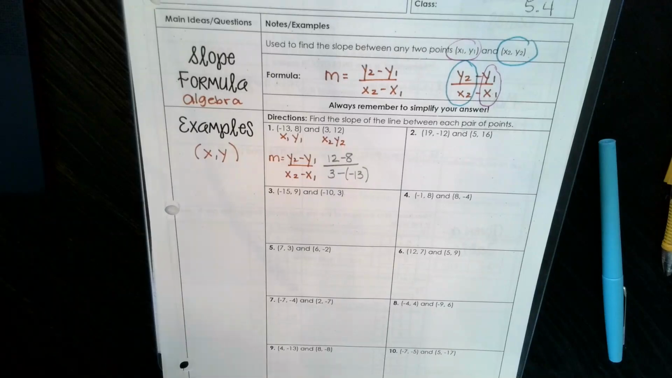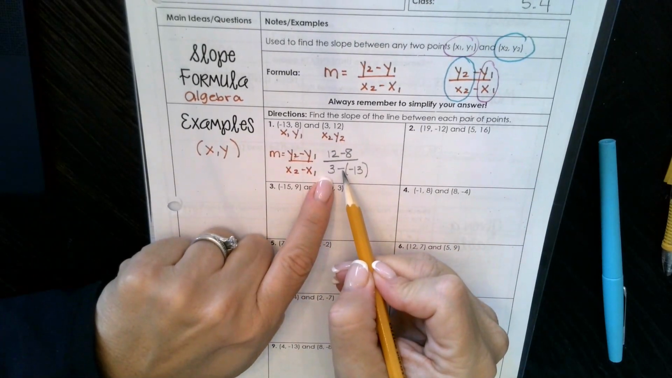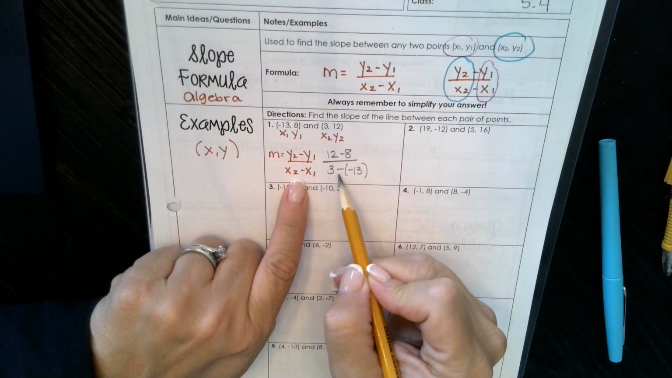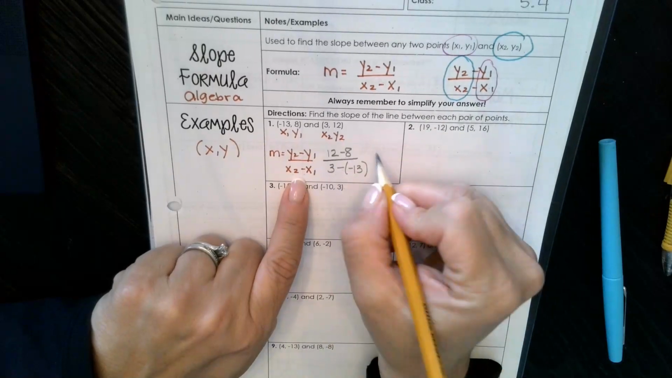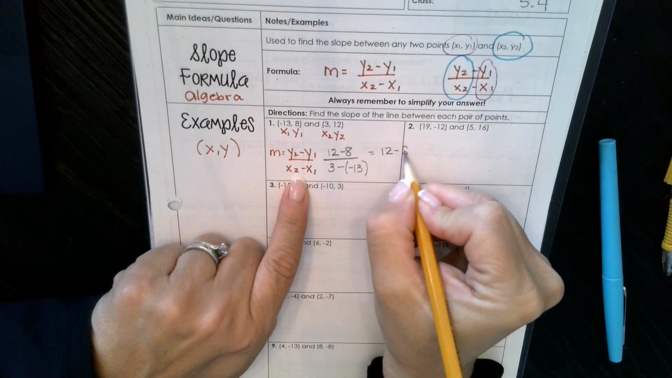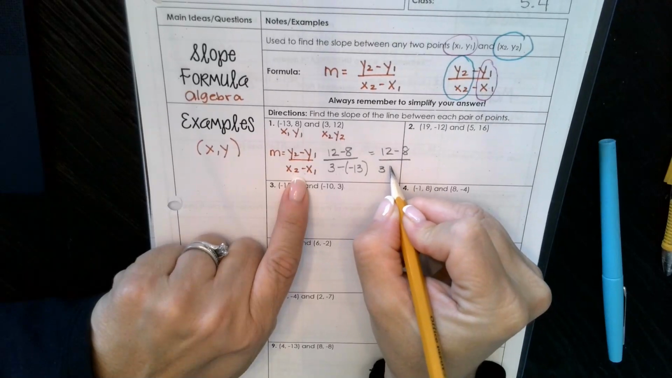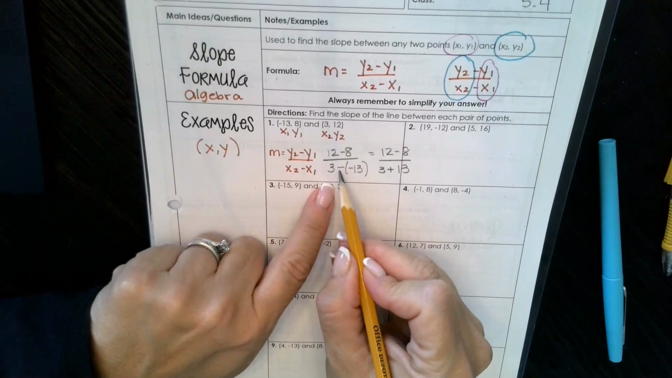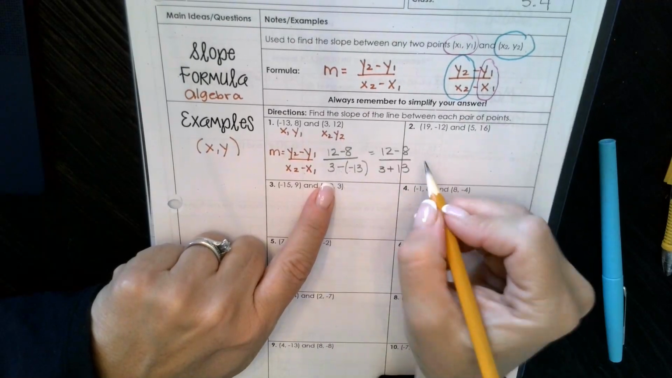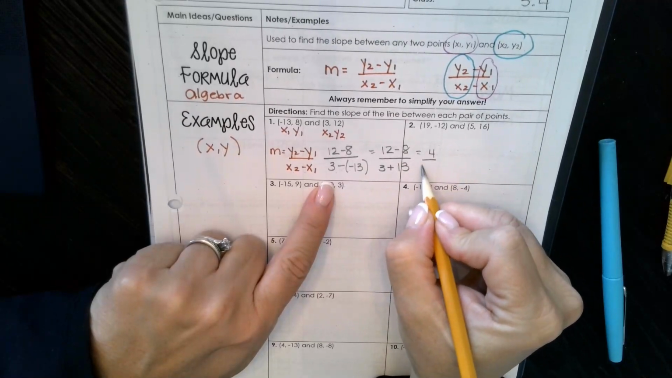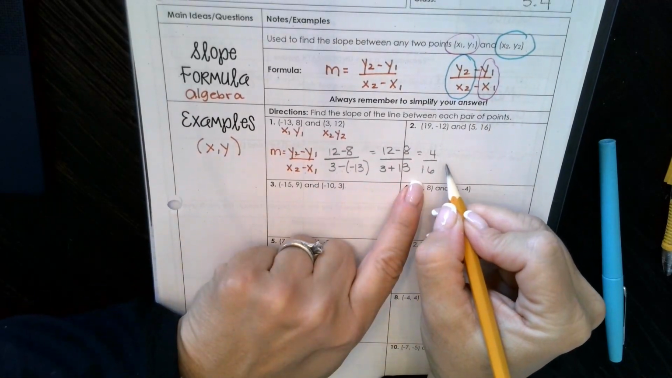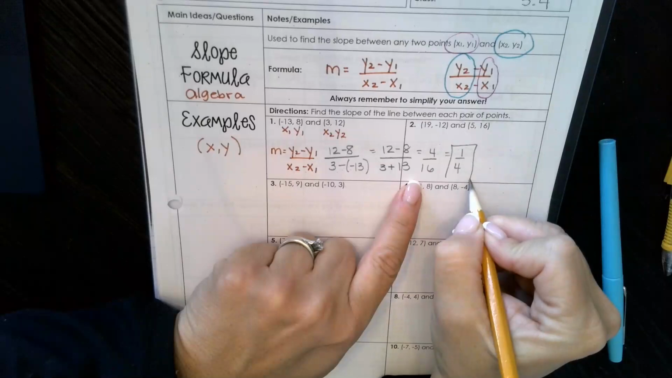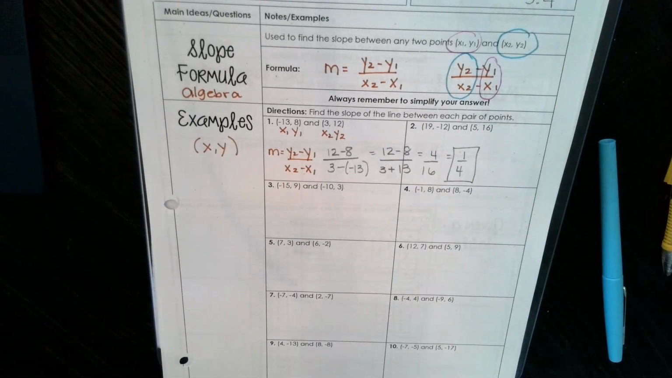So if you see how I wrote this, it's still subtraction, right? My formula is subtraction, so I have to keep my formula as subtraction, but now I'm subtracting a negative. So if I rewrite this, I would have 12 minus 8 over 3 plus 13. Remember, when I have 2 negatives, a negative times a negative is a positive. So this becomes 4 over 16, and we have to have it in the most simplified form, so this becomes 1 over 4. So that is my final answer for that problem.